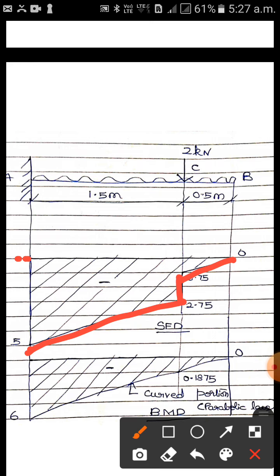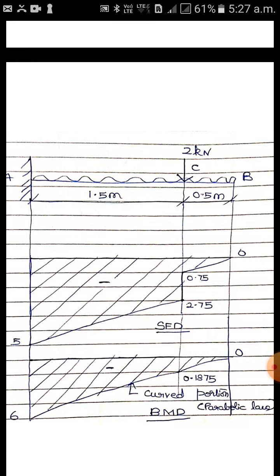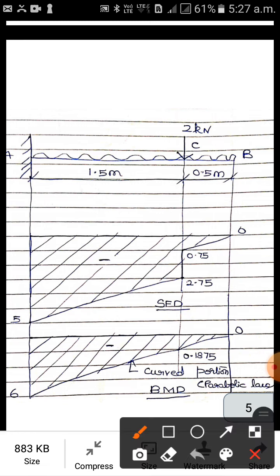So coming to the bending moment diagram, again mark all the points. At B it is 0, and at C it is minus 0.1875. And again at A it is 6. So mark all the values. Then when you join them, you should join as a curved portion. Why a curved portion? Because it varies according to the parabolic law and it won't be a straight line. It will be a curved line. So that's all. The problem is quite simple.